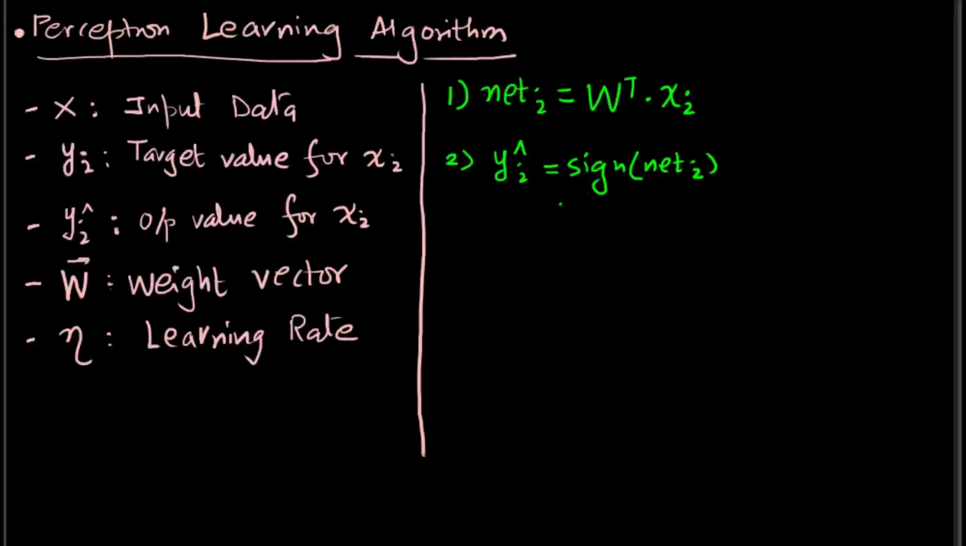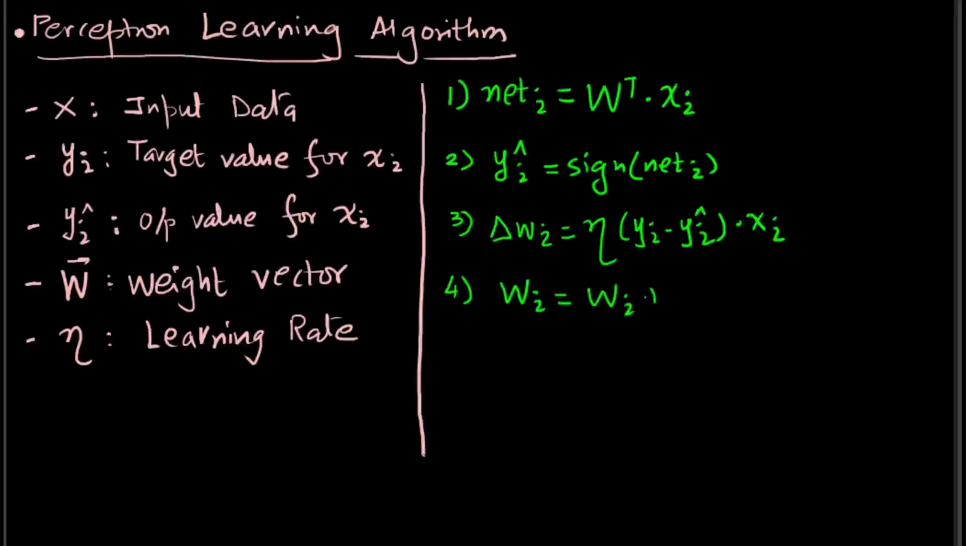In the third step, we will find out the change in the weight vector depending on the learning rate multiplied by the change in y, that is yi minus yi cap, into xi. This change in the weight vector will be reflected back into the weight vector, that is w plus delta w.